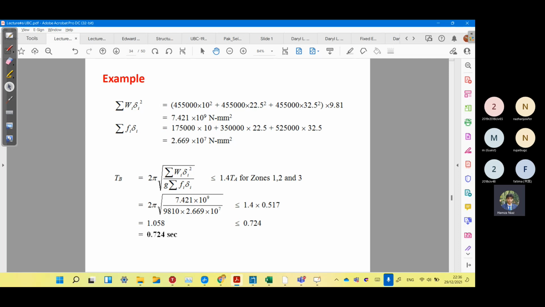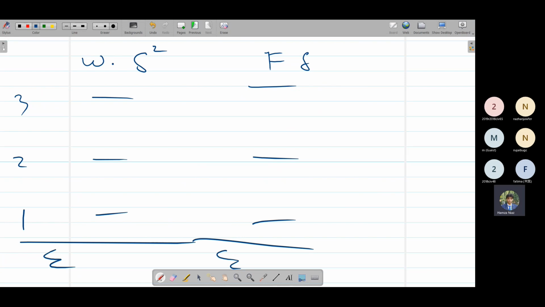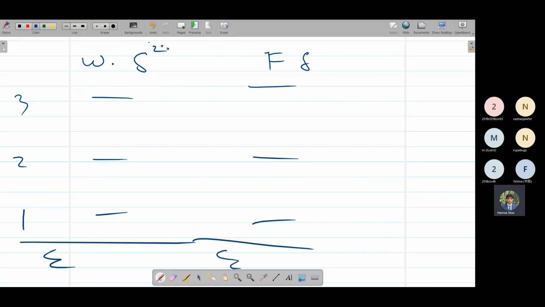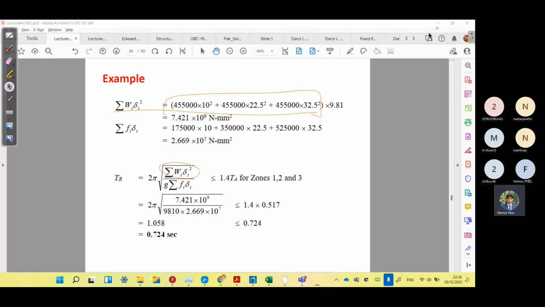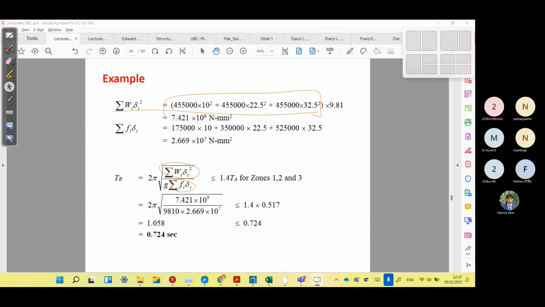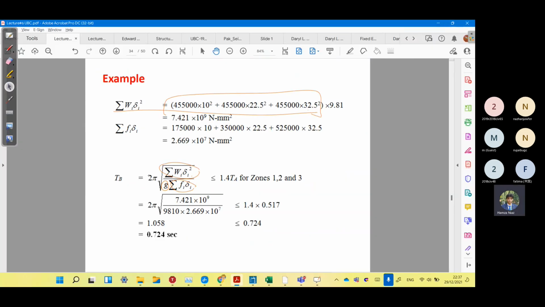They have calculated this directly, but if there were 5 or 6 stories, it would become quite tedious. So just make columns and the summation of omega into delta square, and the summation of F into delta, divide them, also with g, take the square root and multiply it by 2 pi. We can calculate the time period as 0.724 seconds.